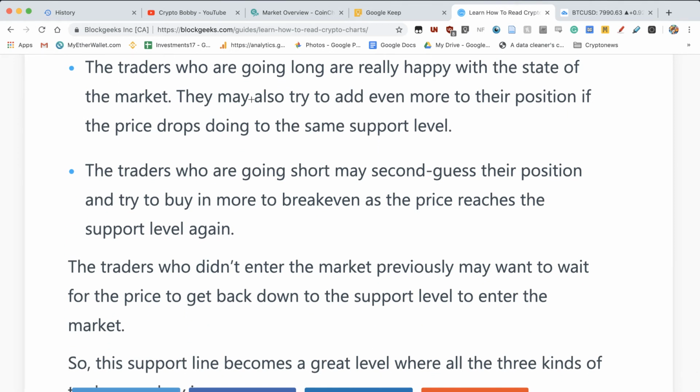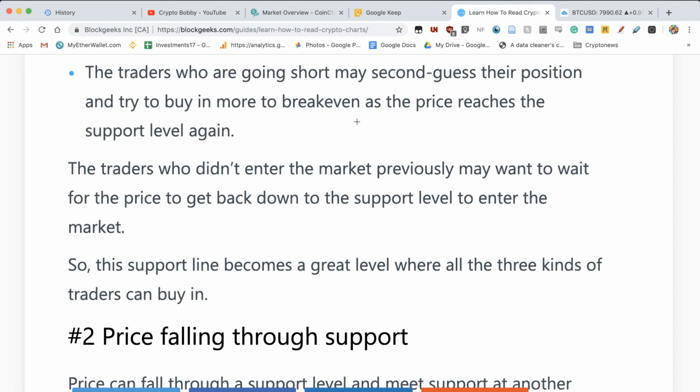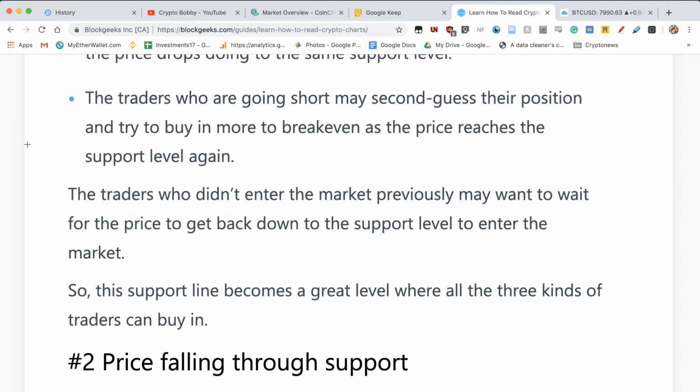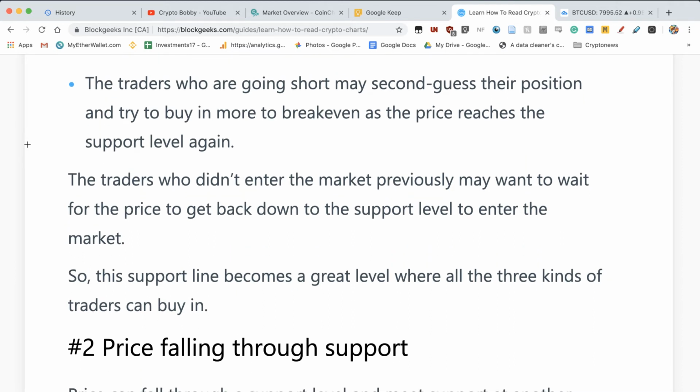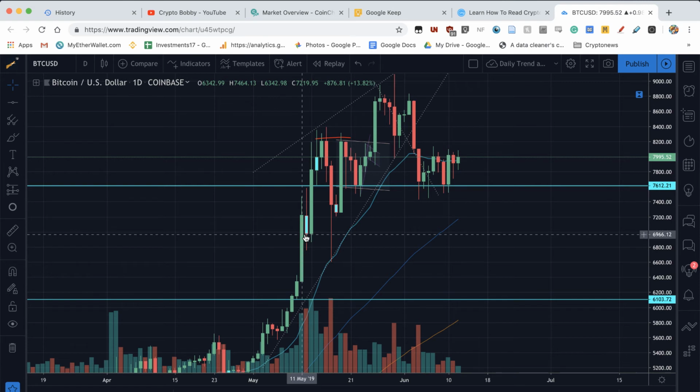The traders who are going long are happy with the state of the market. They may also try to add even more to the position. The traders who are going short may second guess their position and try to buy in more to break even as the price reaches the support level again. So they might be closing the position, or they might even get liquidated and there is a short squeeze, which means that the people that are short have to buy back in, which pushes the price much faster higher.